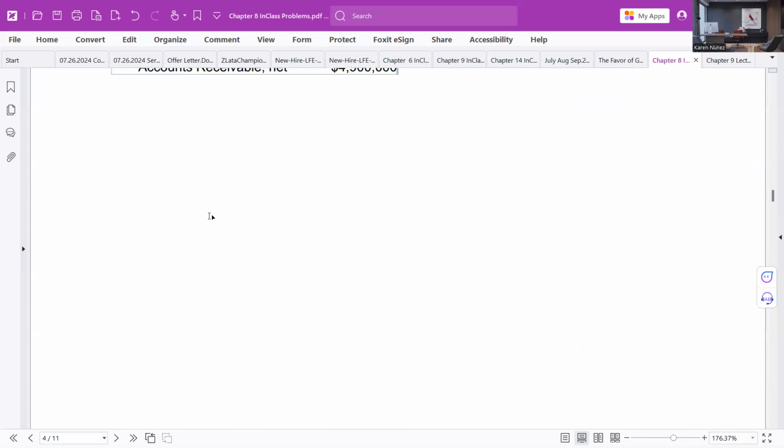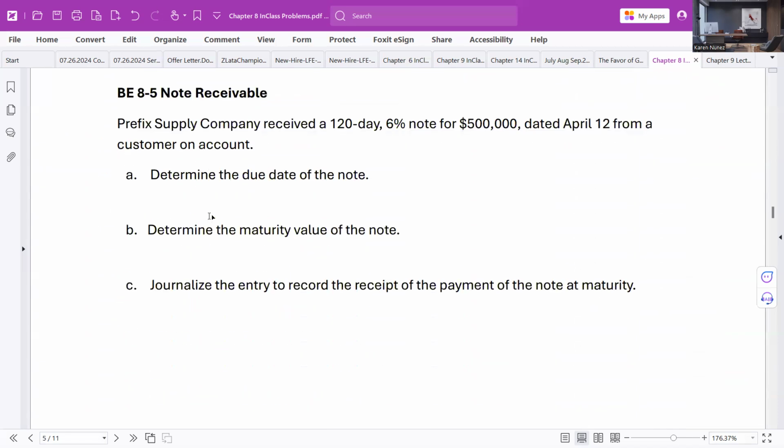Okay, let's switch gears now and talk about notes receivable. In exercise 8.5, we're going to look at the notes receivable. And what we need to do here is determine the due date of the note, the maturity value, and then the journal entry to record collection of the note. The customer actually pays the note. So the due date of the note, let's work on A down here.